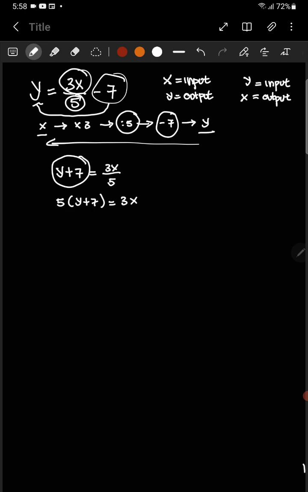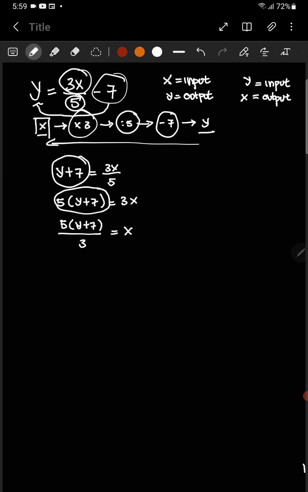And then what is the next one? This one, times 3. What is the inverse operation of times by 3? Divided by 3. Then it will be what? The result of this, I will divide it by 3, correct? So 5 in brackets (y plus 7) divided by 3, that one becomes the output x.